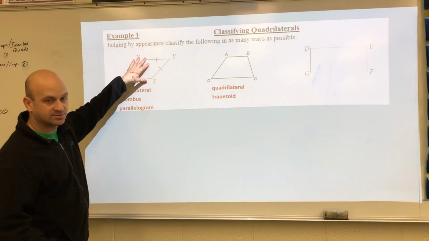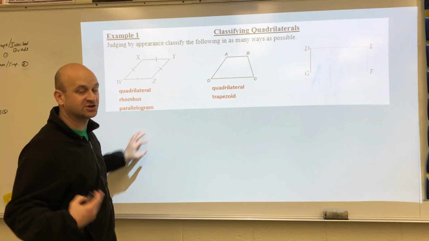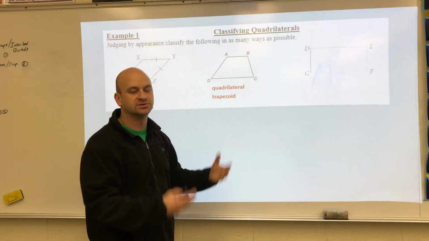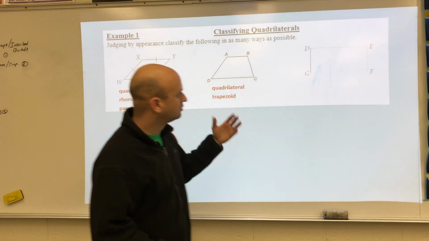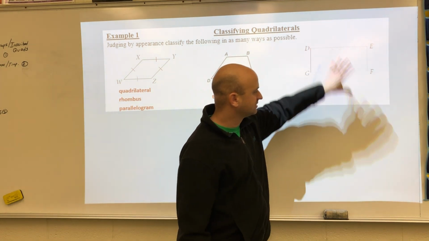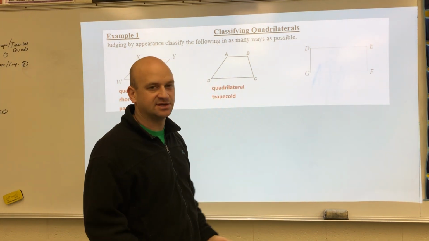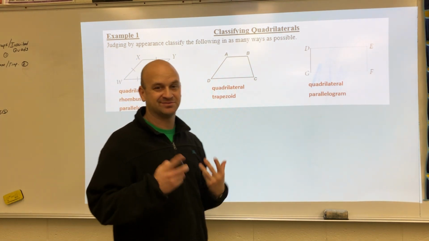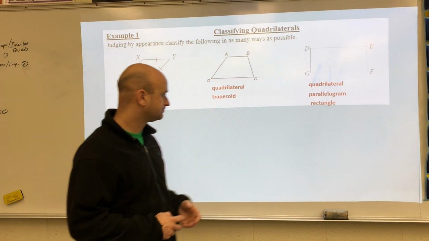Not only is this a rhombus, it would also become a parallelogram. It'll also be a quadrilateral. If this is a trapezoid, it's also going to be a quadrilateral. All right, over here, this definitely does not look like the sides are the same, but it looks like the angles are 90 degrees, and this is going to be a quadrilateral, a parallelogram, and a rectangle.